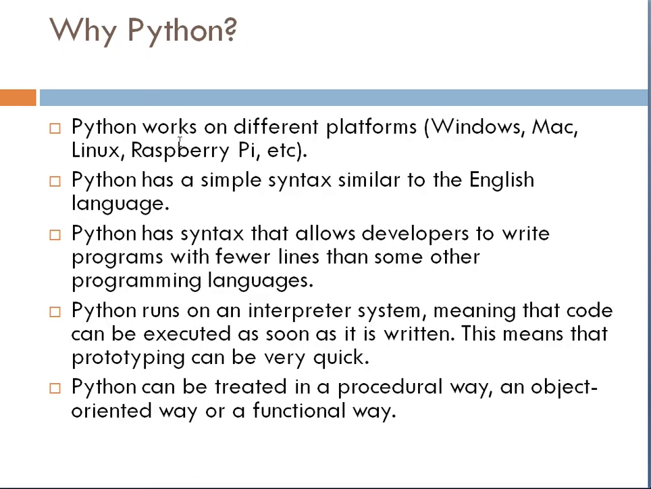Now, why Python? Python works on different platforms. Different platforms means it can work on Windows, Mac, Linux, Raspberry Pi, and many others as well. It's a platform-independent language. Python has a simple syntax similar to the English language. Python has syntax that allows developers to write programs in fewer lines than some other programming languages. So in just a few lines, your program is executed.